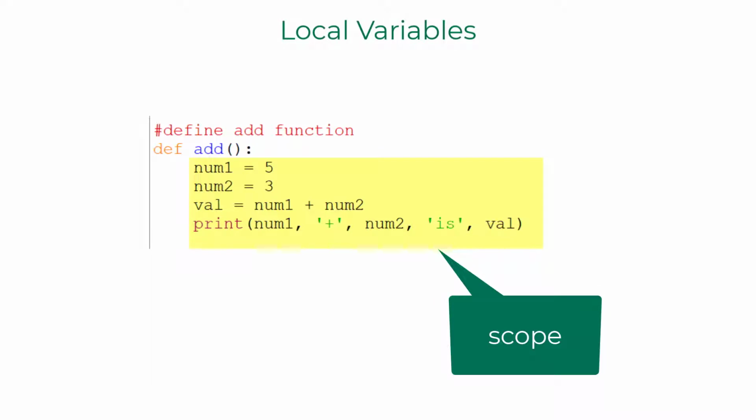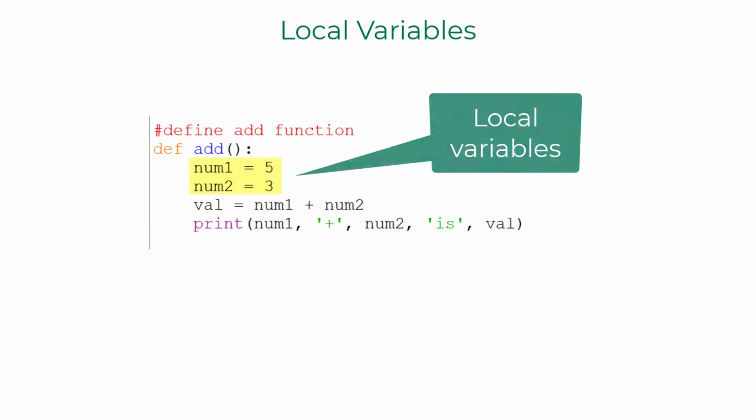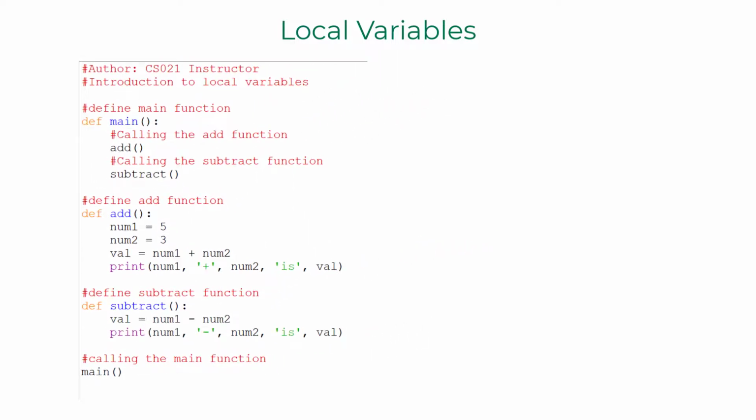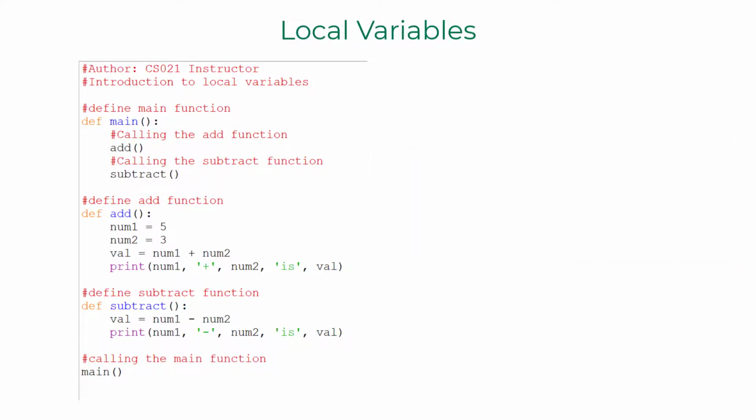This is the scope of this function. The variables created within the scope of a function are local to that function, meaning they cannot be accessed outside the function. To explain this, I will use a program that does not work. Understanding why it would not work will give you an insight about local variables.